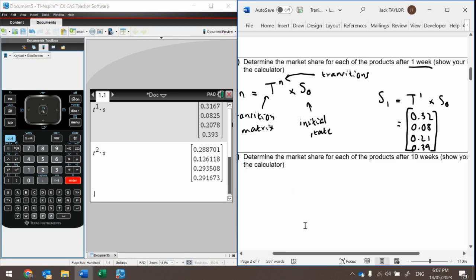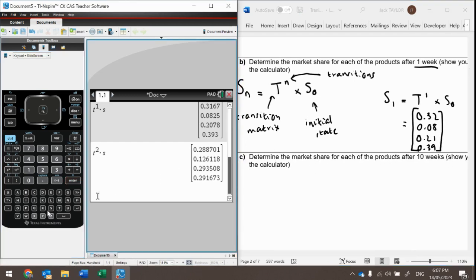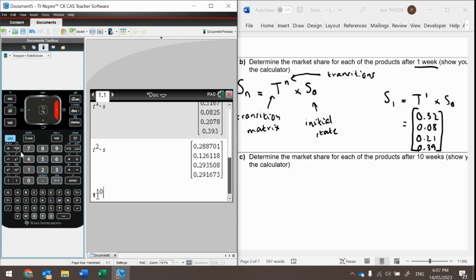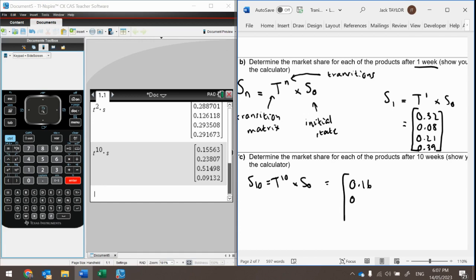With this next question here, it says determine the market share after 10 weeks. Well, same thing. I'll just go T to the power of 10 multiplied by the initial. And there it is. So after 10 weeks, that's what percentage of people are buying each product. And usually with these ones, we just go to 2 decimals because we're dealing with percentages.